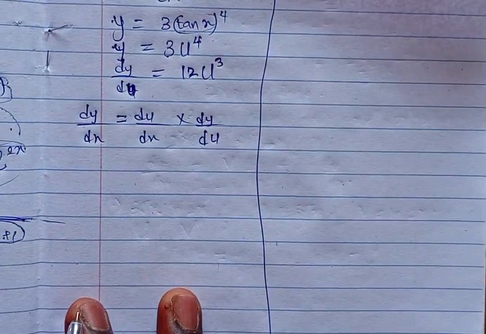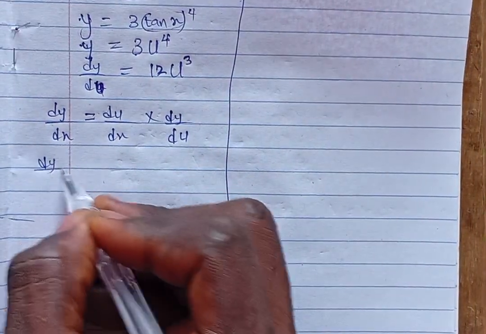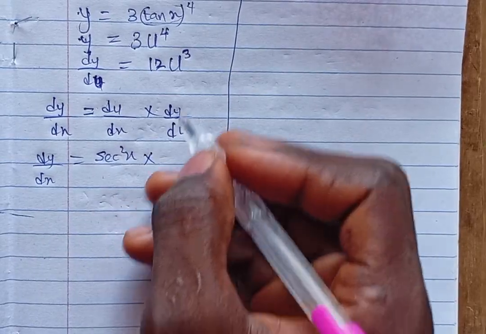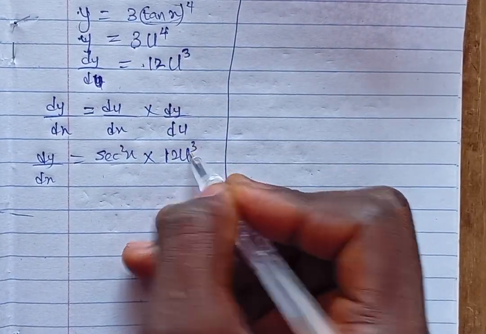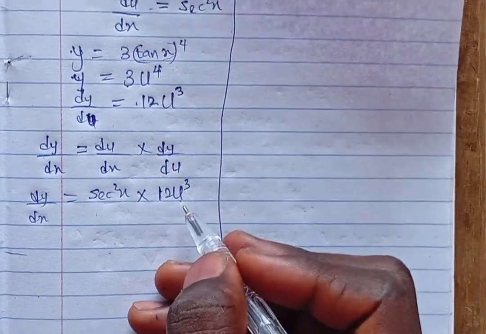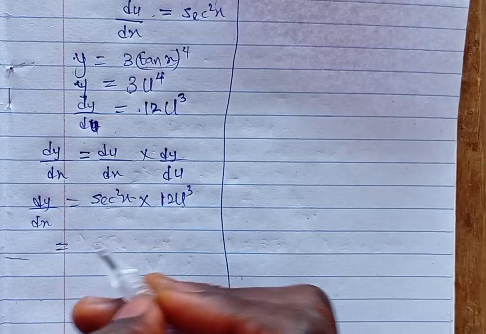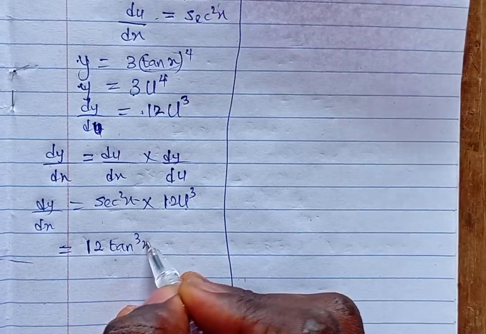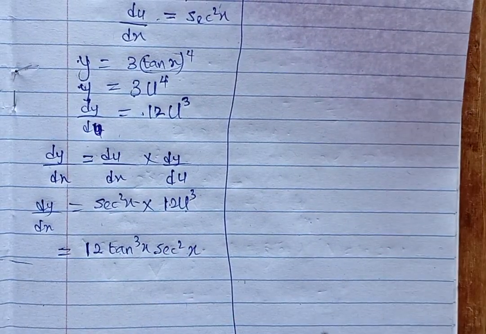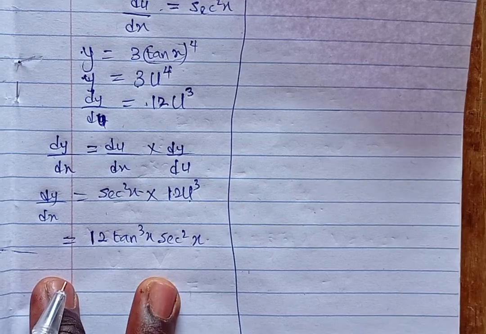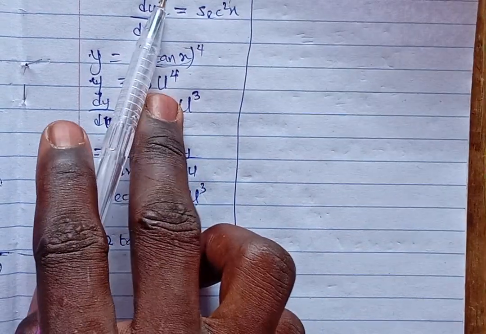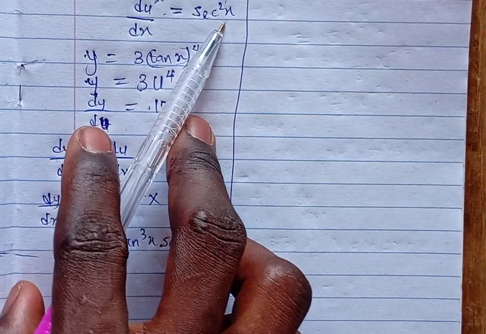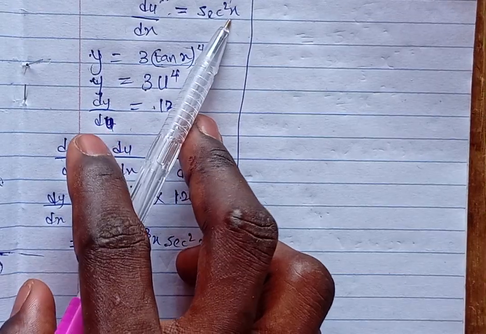So dy/dx is equal to du/dx, which is sec square x, multiplied by dy/du, which is 12u raised to power 3. But you should know that your u is represented by tan x. So your answer will be 12 tan cubed x sec square x. So that's your answer for this question. If you differentiate tan x, you get sec square x. That's the fact. I will write out the formula sheet for derivatives that you have to know.